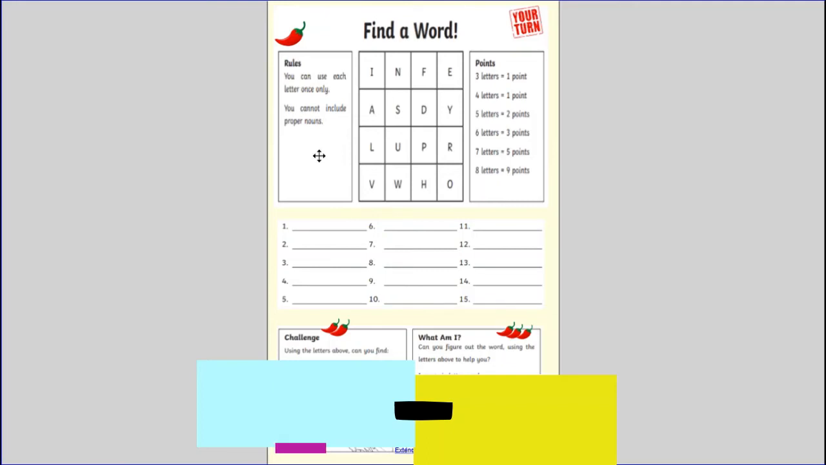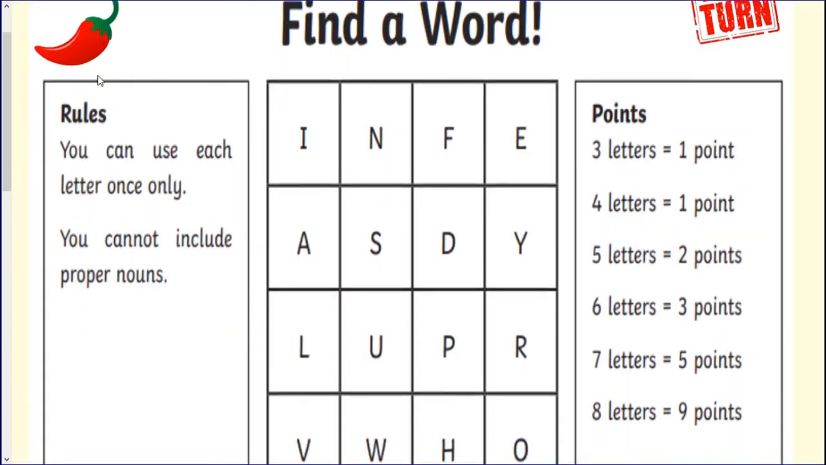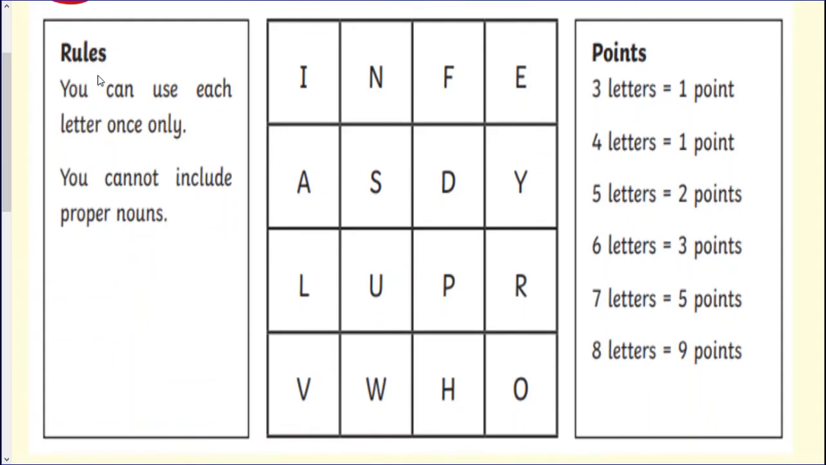And then points. So the aim of the game is to try and get as many points as you can. So if you've got a word that contains 3 letters, you get 1 point. If you've got a word that contains 5 letters, you get 2 points. 8 letters will get you 9 points. Okay, so let me just zoom in on that first challenge then. So you can pause the video and have a go. Now, if you're doing Chilli 2 and Chilli 3, I want you to do Chilli 1 as well.